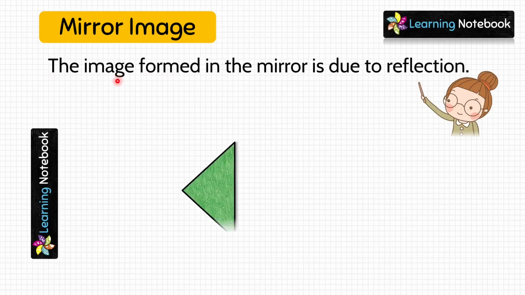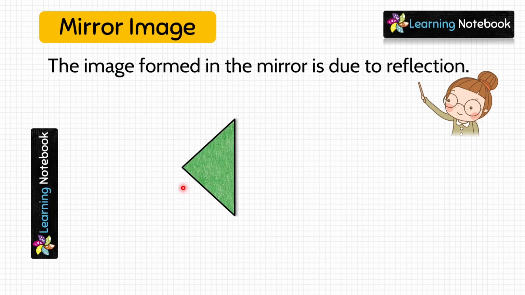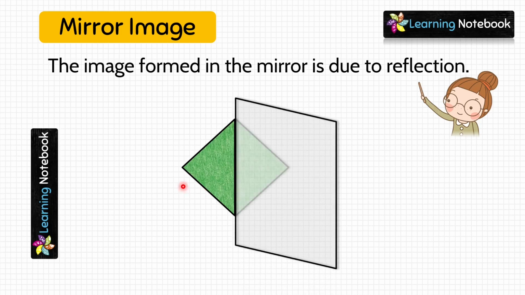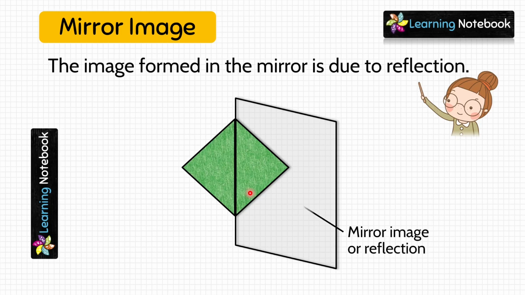For example, cut out a triangle from a paper and put it in front of a mirror as shown here. You will see another triangle formed in the mirror. Like here, you can see another triangle is formed in the mirror. This triangle is the mirror image or reflection. And this line which divides the figure into two equal halves is called line of symmetry.